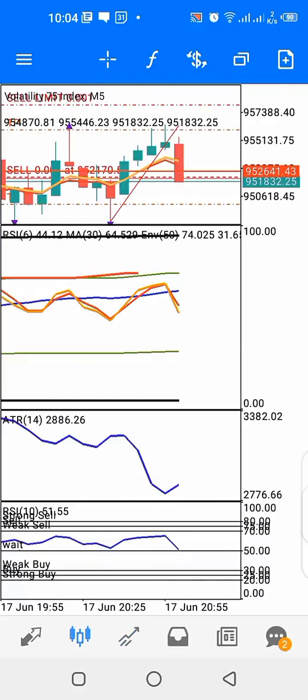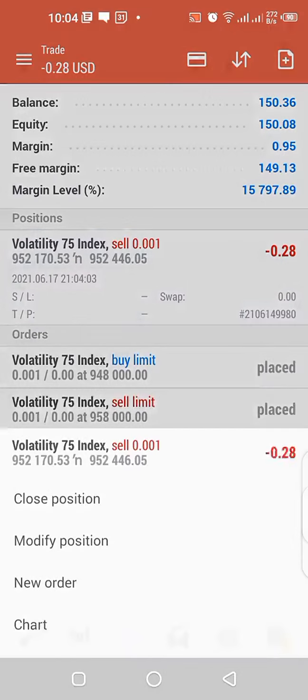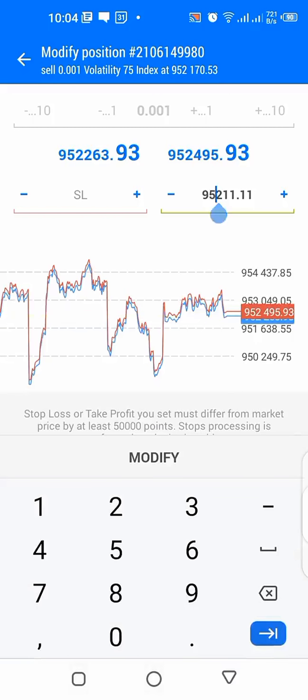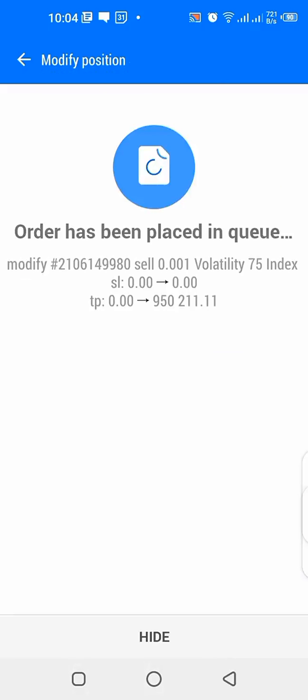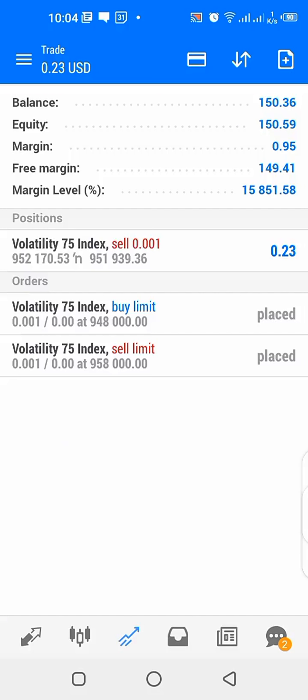Now I have a running sell trade. So the next thing I'll do is to place a buy stop order to protect my running sell trade. What I'm doing here is to set take profit for my sell trade. The take profit I set should not exceed the buy limit below. It should be around 2,500 points.